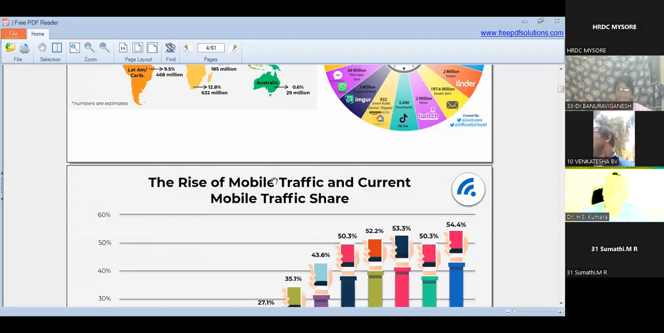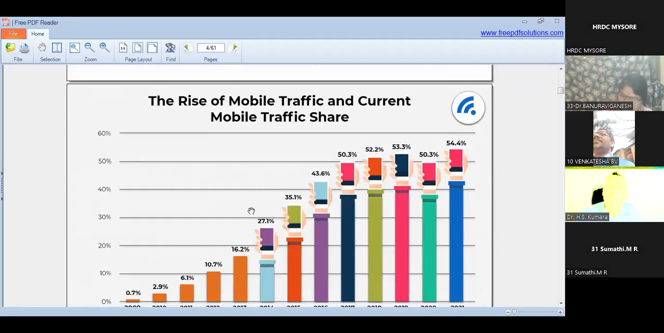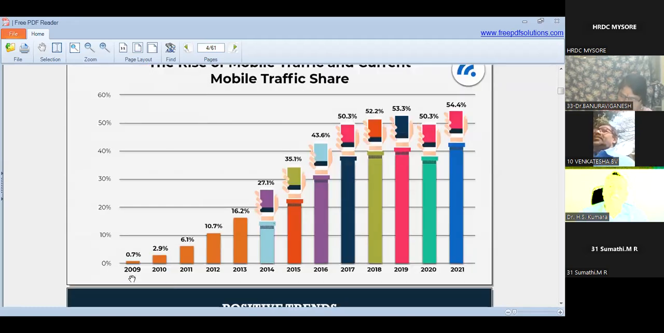Then again, as far as rising mobile traffic and current mobile traffic share, looking at the data set from 2009, we had only 0.7%. Taking 2021, it increased to almost 54.4%. So this is something we need to re-look into: the mobile traffic share in the present context.